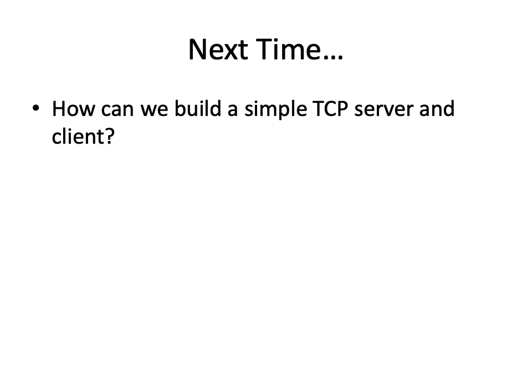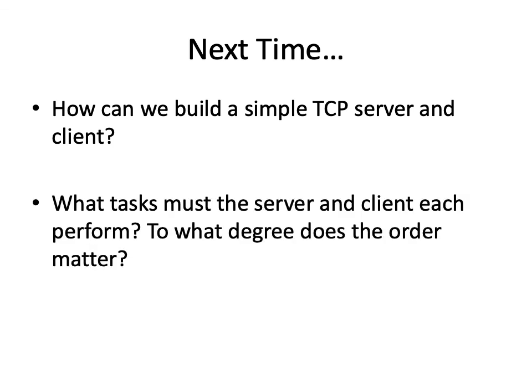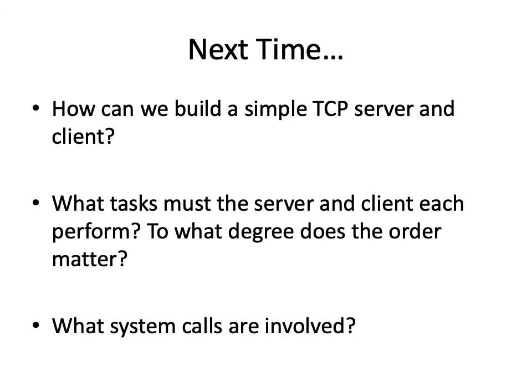What will we do next time? We'll answer these questions. How can we build a simple TCP server and client? We'll be doing a little bit of this on Wednesday for our lab. What tasks must the server and client each perform? To what degree does the order of the bytes or the order of the tasks matter? And what system calls are involved?